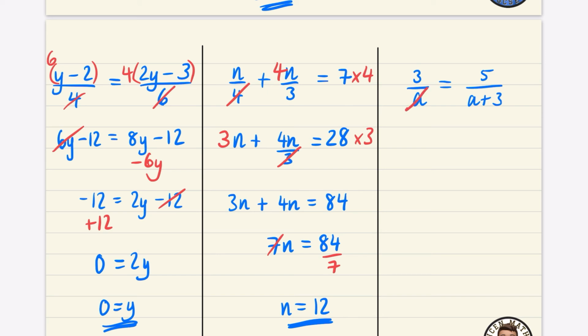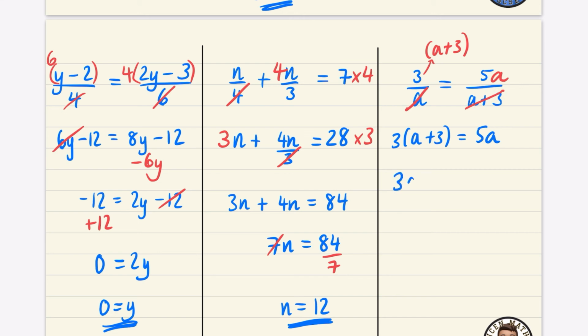I'll get rid of that divide by a by multiplying by a, and I'll get rid of that a plus 3 by multiplying this part here by a plus 3. So what we've actually got is 3 brackets a plus 3 equals 5a. That a has moved up to go with the 5, and that a plus 3 has moved to go up with the 3 because we're multiplying by them. And then you know what to do.